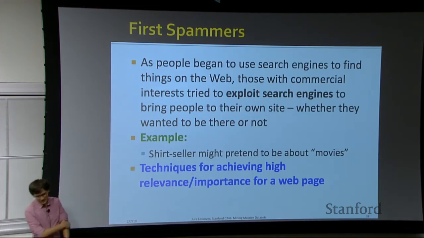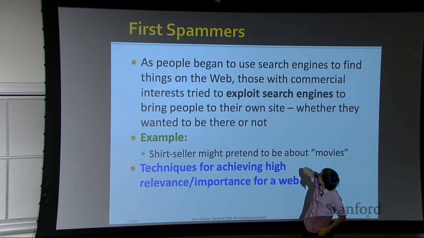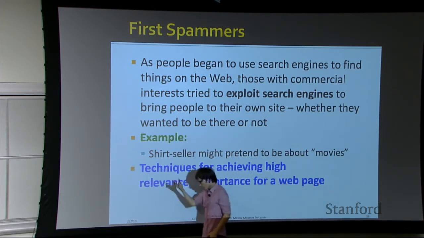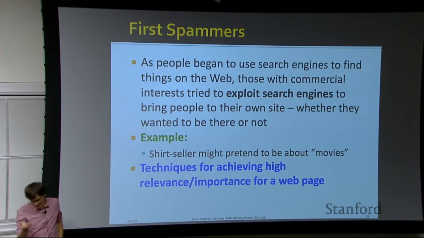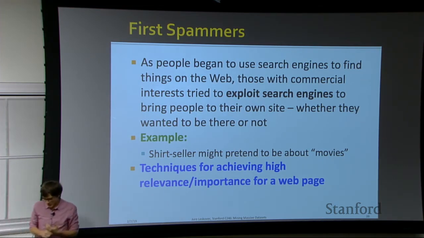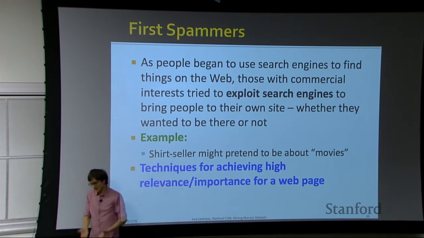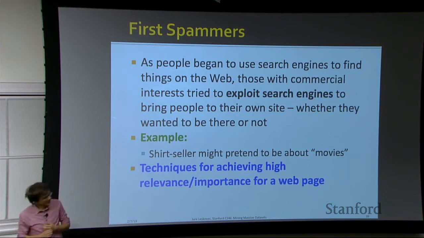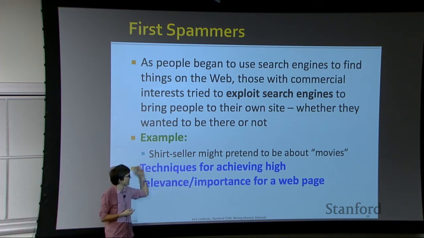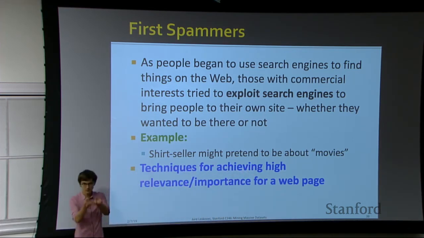So the first spammers, this is kind of when I was young and I was doing this actually. So what did you do at that time? The idea was the following, right? When people started to use search engines, you wanted your pages to be high in the search ranking, right? The idea was that I want to exploit the search engine to bring people to my own website. And the way I would do this is that my page is ranked as high as possible, right? Maybe I'm selling t-shirts, but I may pretend to be about movies because when people search movies, I would want to be on the top.